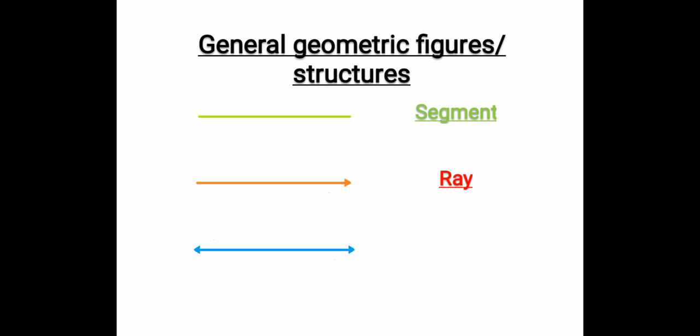Now, general geometric figures and structures, okay, this is what? This is the segment. And this is a ray, where one side, one arrow is shown, that one is the ray. And this is a line where both the sides we can see the arrow marks.